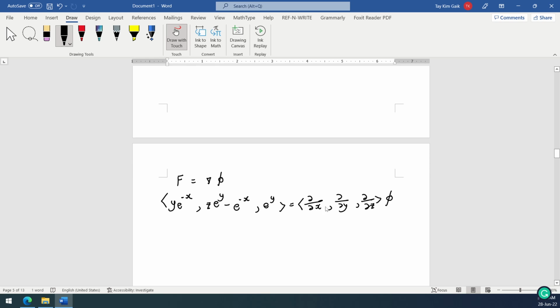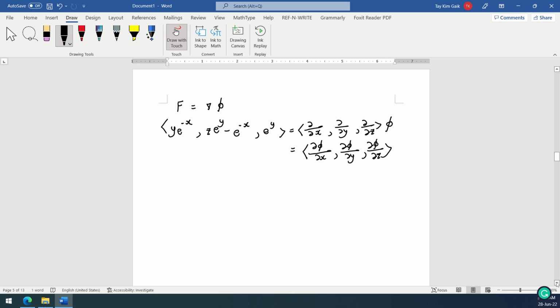So vector times scalar, the result is a vector. So you get del phi is actually del phi del x i, del phi del y j, del phi del z k. So it means when F is conservative, there exists a potential function such that F equals del phi. Then we are going to use phi to find the line integral. Okay, and then you compare component by component. Compare component i, then del phi del x equals y exponent negative x.